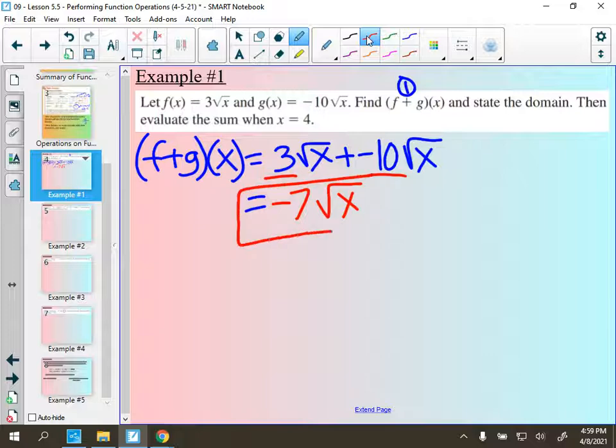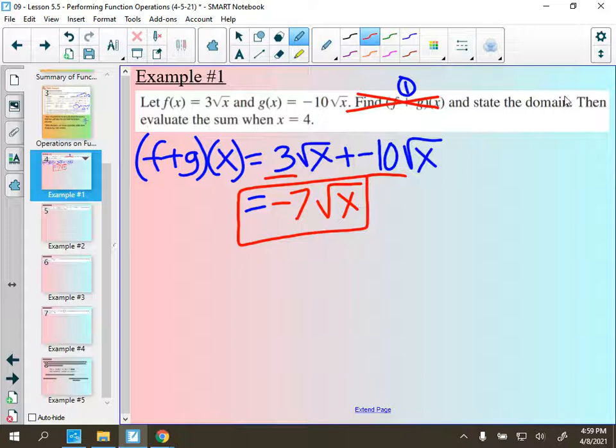Okay, so that's the first part. When it was asking us just to find f plus g of x, we did it. Not bad, right? The simplifying can be tougher. I'm not saying that's the hardest one we'll ever do, but we did it. We combined those, -7 times the square root of x. And then state the domain of this.